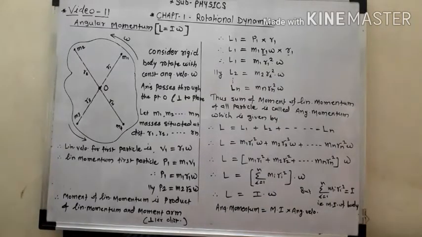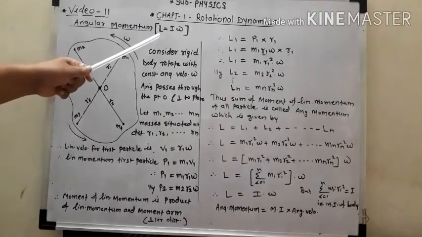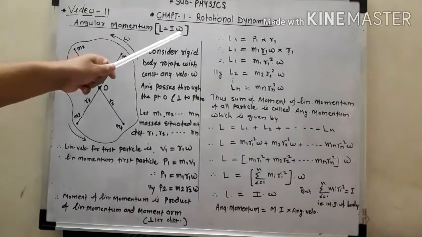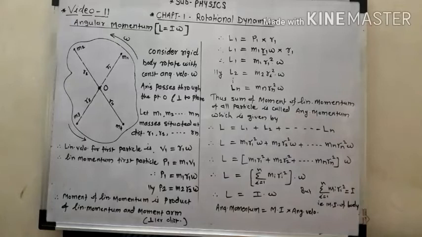We have to ask in questions about the relation between angular momentum and angular velocity, that is L is equal to I into omega, where L is the angular momentum, I is the moment of inertia, and omega is the angular velocity. Now, we have to see the diagram for this angular momentum.